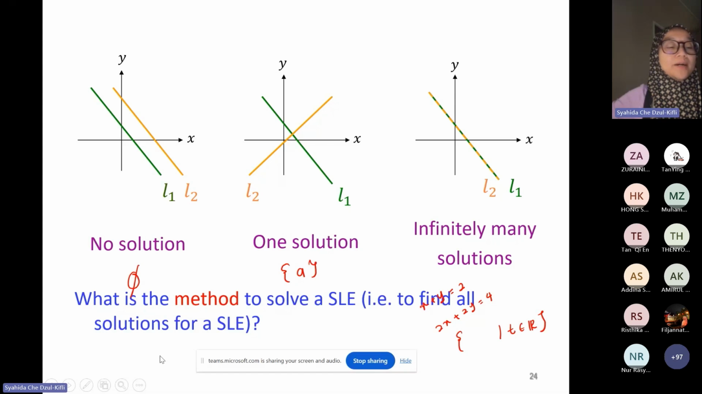What is the method to solve a system of linear equations? Solving systems of linear equations means that we are finding all solutions for the systems of linear equations. And the method to find the solution is going to be in the next sections, 1.2 and 1.3.